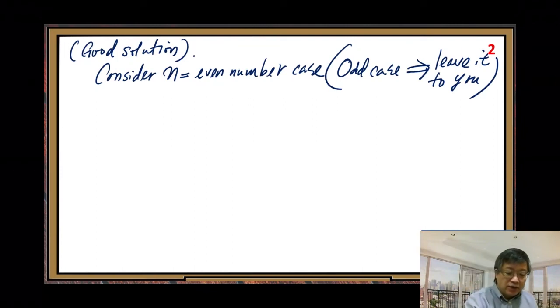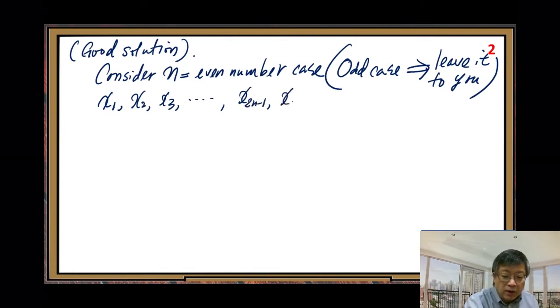All right. So here I assume we have an even number of elements. I use x1, x2, x3, and so on, and the last two elements, x2n minus 1 and x2n. Now I do a special arrangement. It is important, this arrangement.